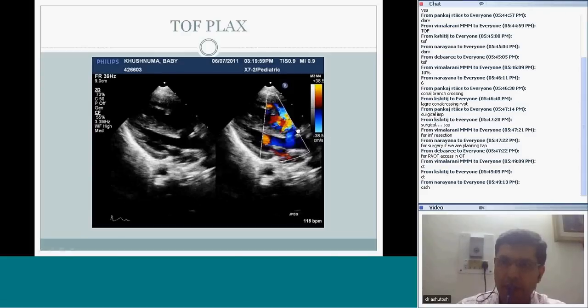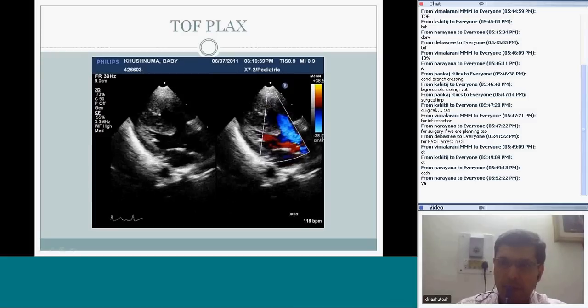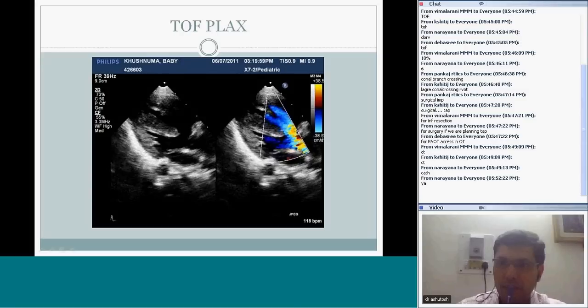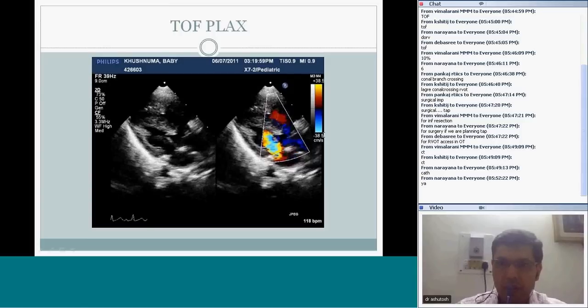Are you able to see the images as clearly? Just let me know, please. Okay, that's good then.